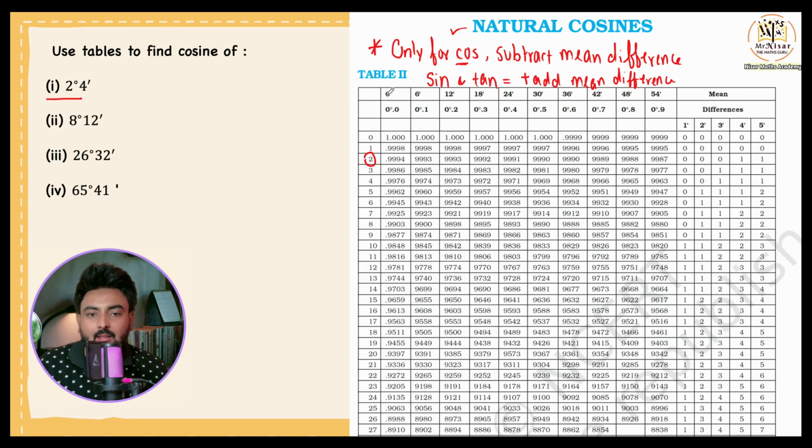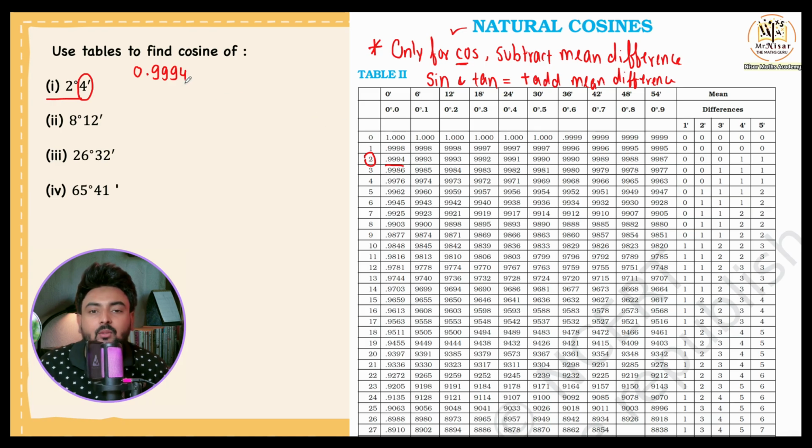Then we don't have 4 minutes, so what we'll do is go in the 2 degrees 0 minute column. So this is our value, 2 degrees 0 minutes column. The value we have for 2 degrees 0 minute is 0.9994. See, always remember you have to go towards the previous value, the least value. You don't have to go ahead. Now here it is 4 minutes, but we don't have 4 minutes, so go for the 0 minutes. So then it is 0.9994.